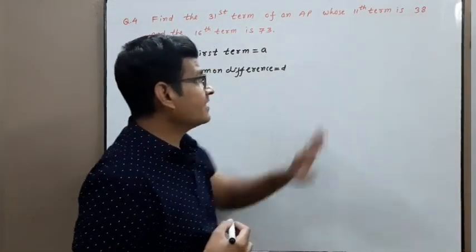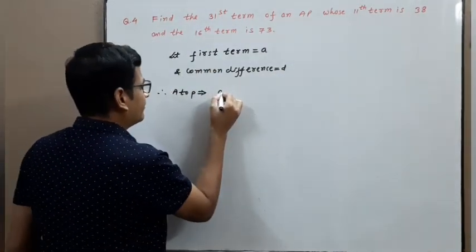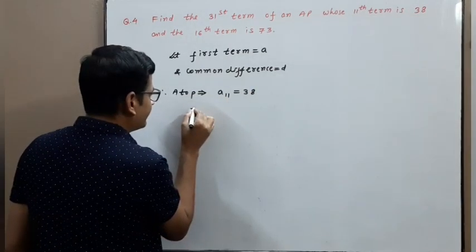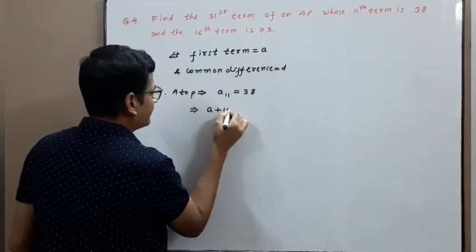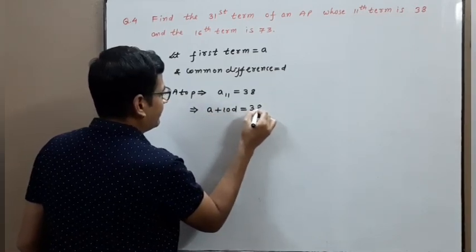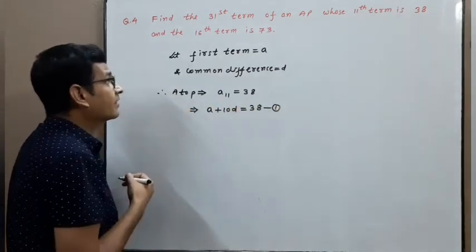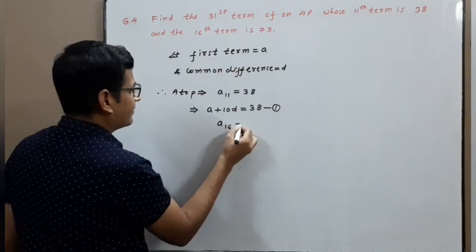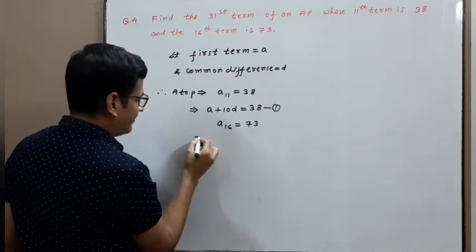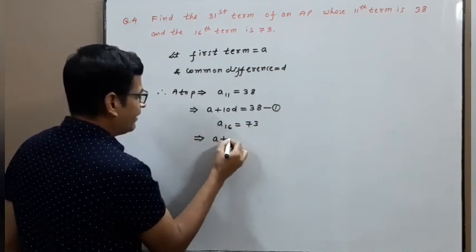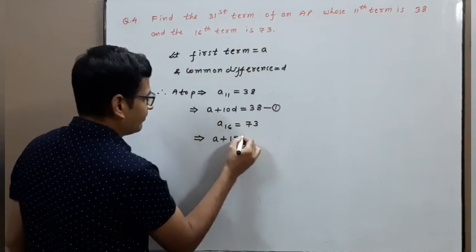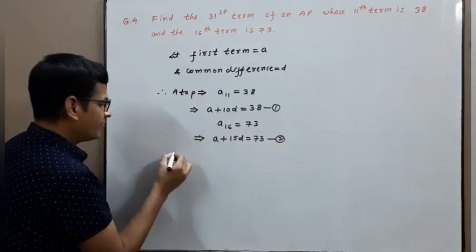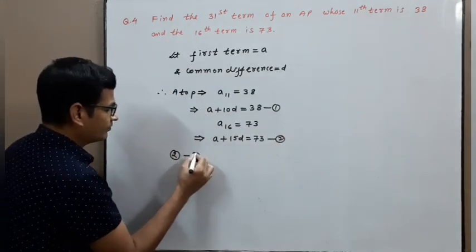The 11th term is 38. 11th term means A11 equal to 38, and the 11th term is denoted by A plus 10D equal to 38. Call this equation number 1. The 16th term is 73, and the 16th term is denoted by A plus 15D equal to 73. Call this equation number 2. Now subtract equation 1 from 2.